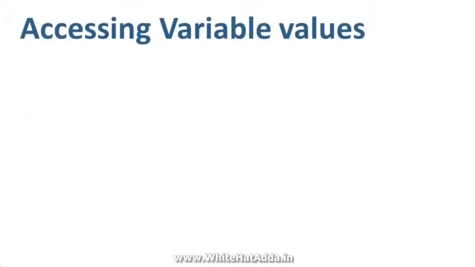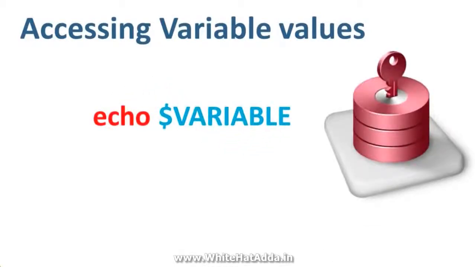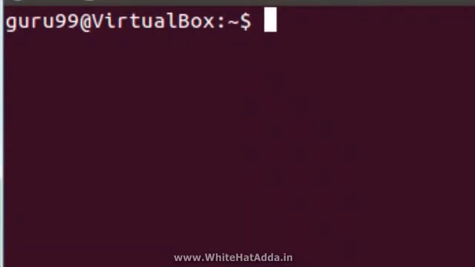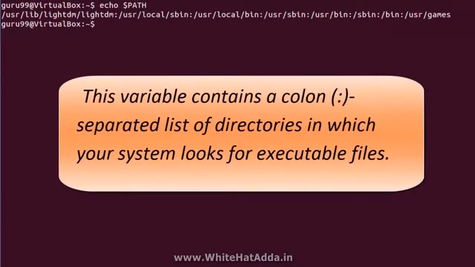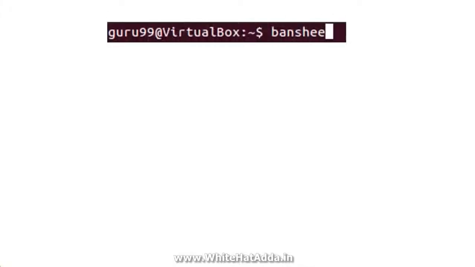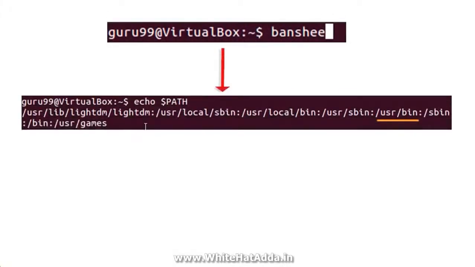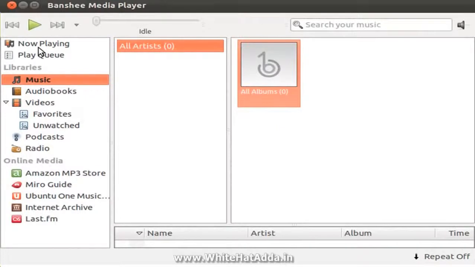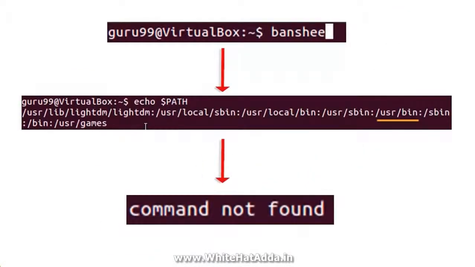In order to determine the value of a variable, you need to use this command. It is echo, space, the $ sign, then the variable name. Now we'll use some common environment variables, starting with echo $PATH. This variable contains a colon-separated list of directories in which your system looks for executable files. When you enter a command on the terminal, the shell looks for the command in different directories mentioned in the PATH variable. If the command is found, it executes. Otherwise, it returns with an error, command not found.